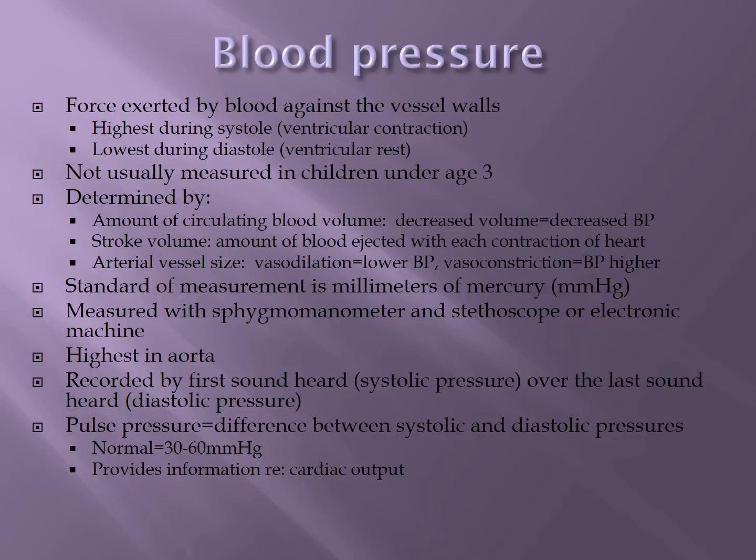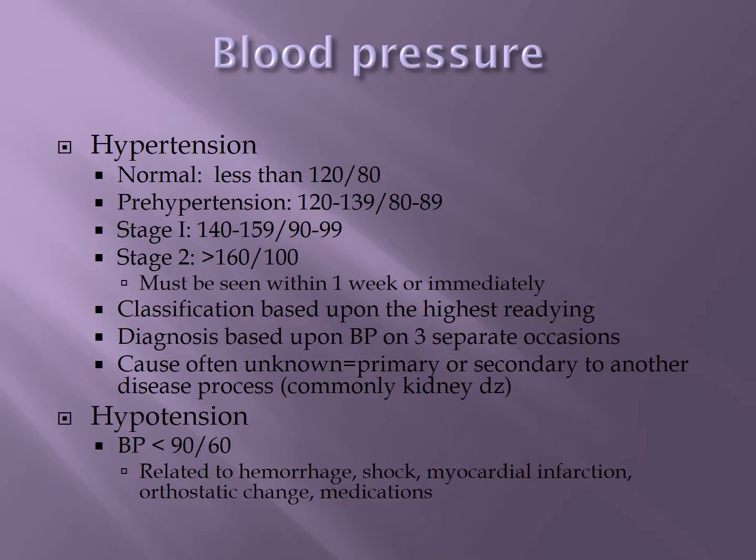Another term that you need to know is the pulse pressure, and this is the difference between the systolic and diastolic pressures. Normally it's 30 to 60 millimeters of mercury, and it does give me information about what their cardiac output is.